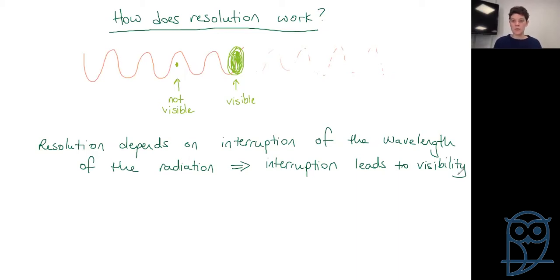So what determines which blob is visible and which blob is not visible? It's all about the size of the blobs. We can say that the limit of resolution is half the wavelength of the radiation used.